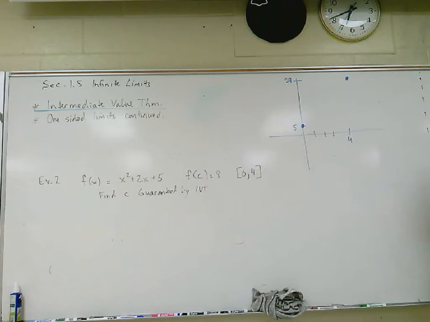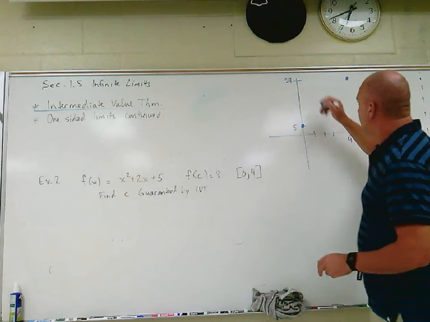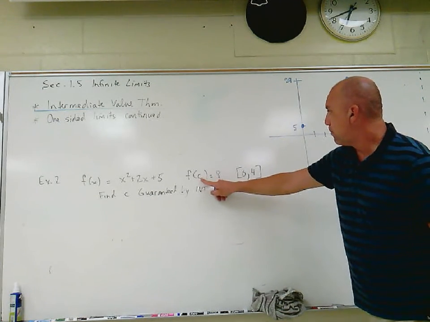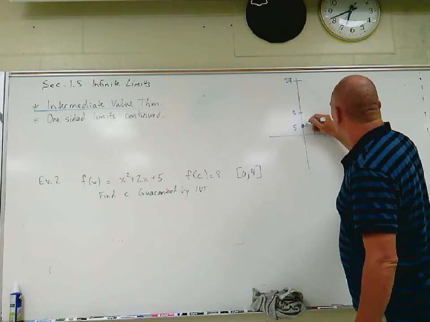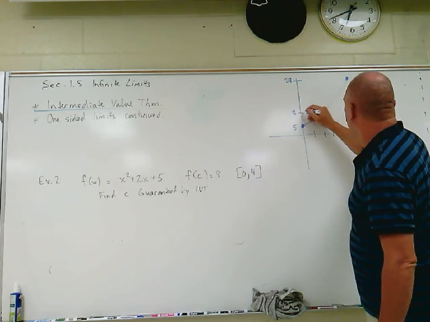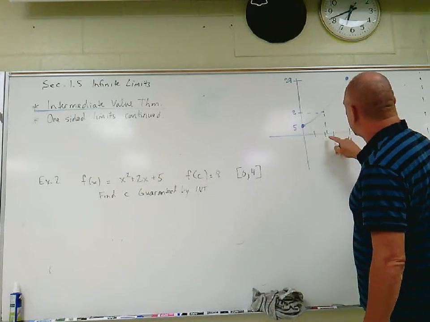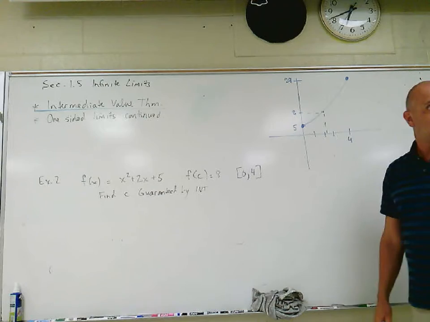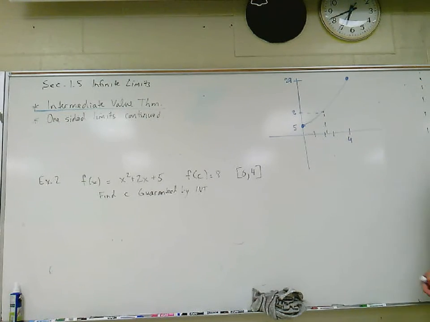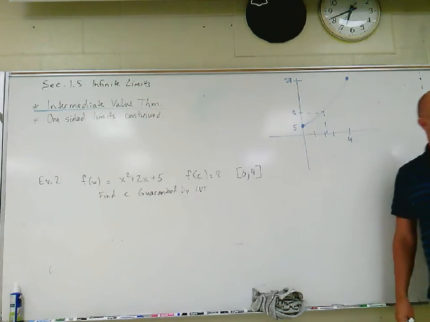Now, what we're saying is that there has to be a point that has a y value of 8. So 8 would be here. So let's just say whatever this graph is doing, I'm looking for that point. So what x will give me a y value of 8 on this graph? Why is it 8? Well, I just picked a y value between these two y's.